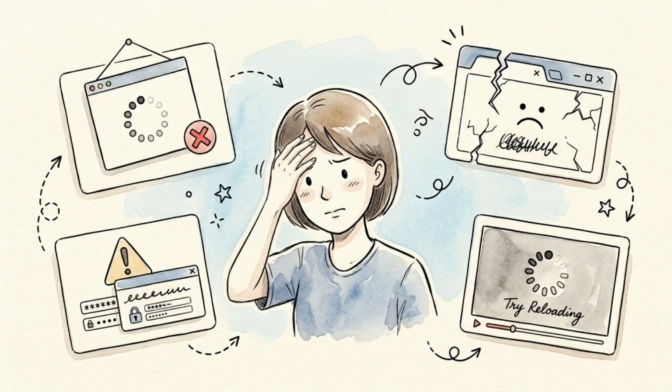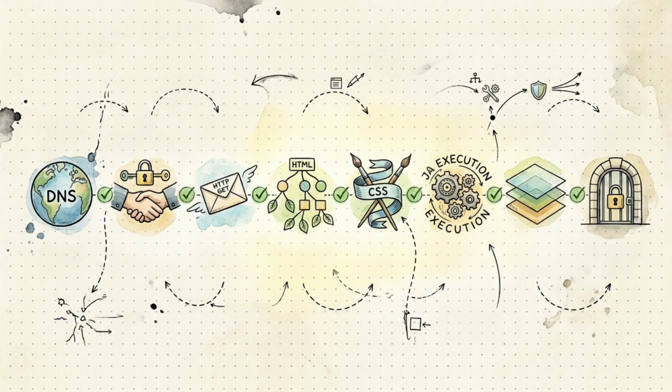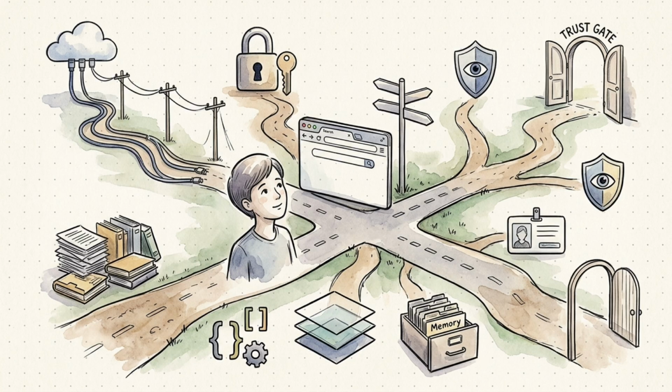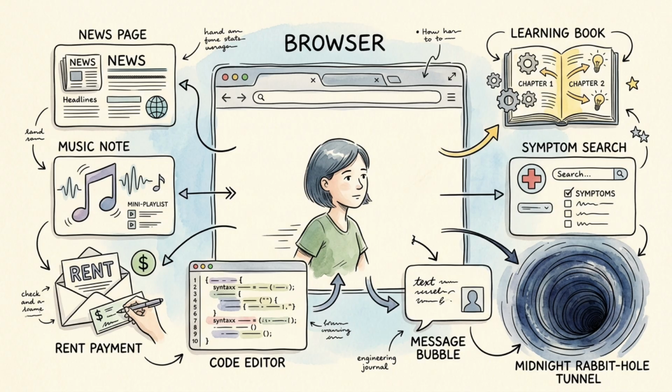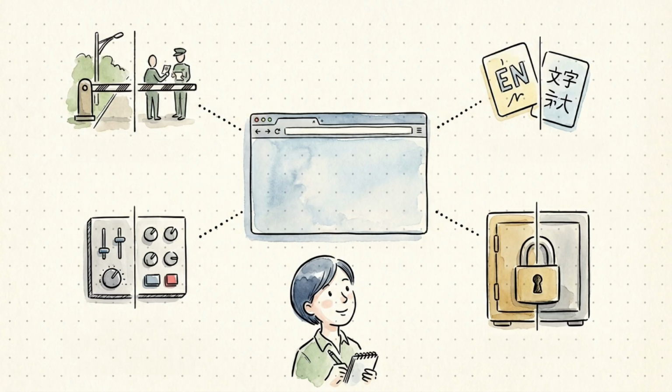Most of the time, you only notice the browser when it disappoints you. A page hangs. A tab crashes. A password warning appears. A video refuses to load. But every successful page load is a small chain of agreements that did not break. And that is what makes the browser so strange. It is one of the most ordinary tools in your life, but it sits at the crossing point of naming, networking, encryption, documents, programming languages, graphics, memory, identity, privacy, and trust. You open it for news, music, rent, code, learning, symptoms, messages, and midnight rabbit holes. It feels like an app, but it is closer to a checkpoint, a translator, a locked vault, and an operating system.